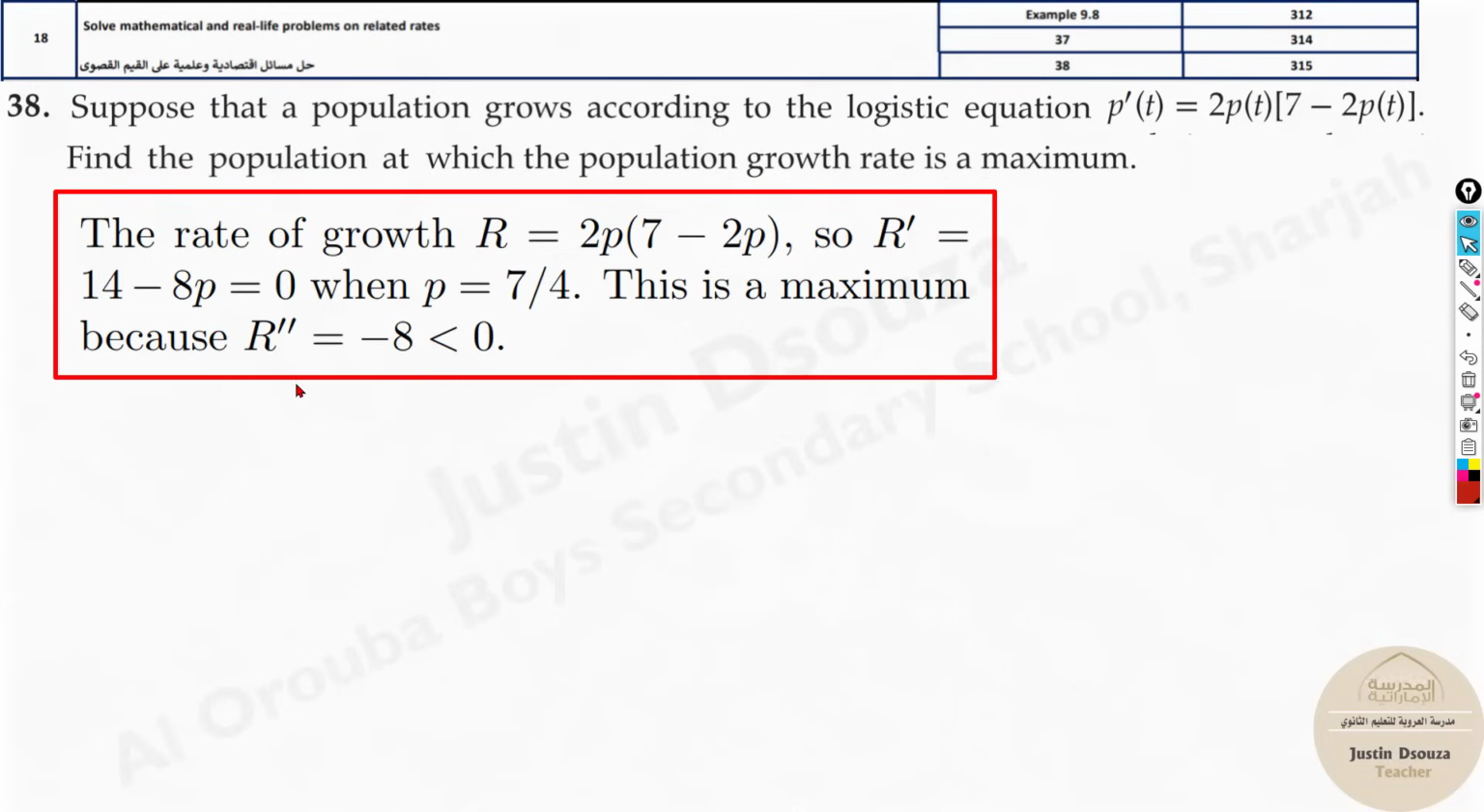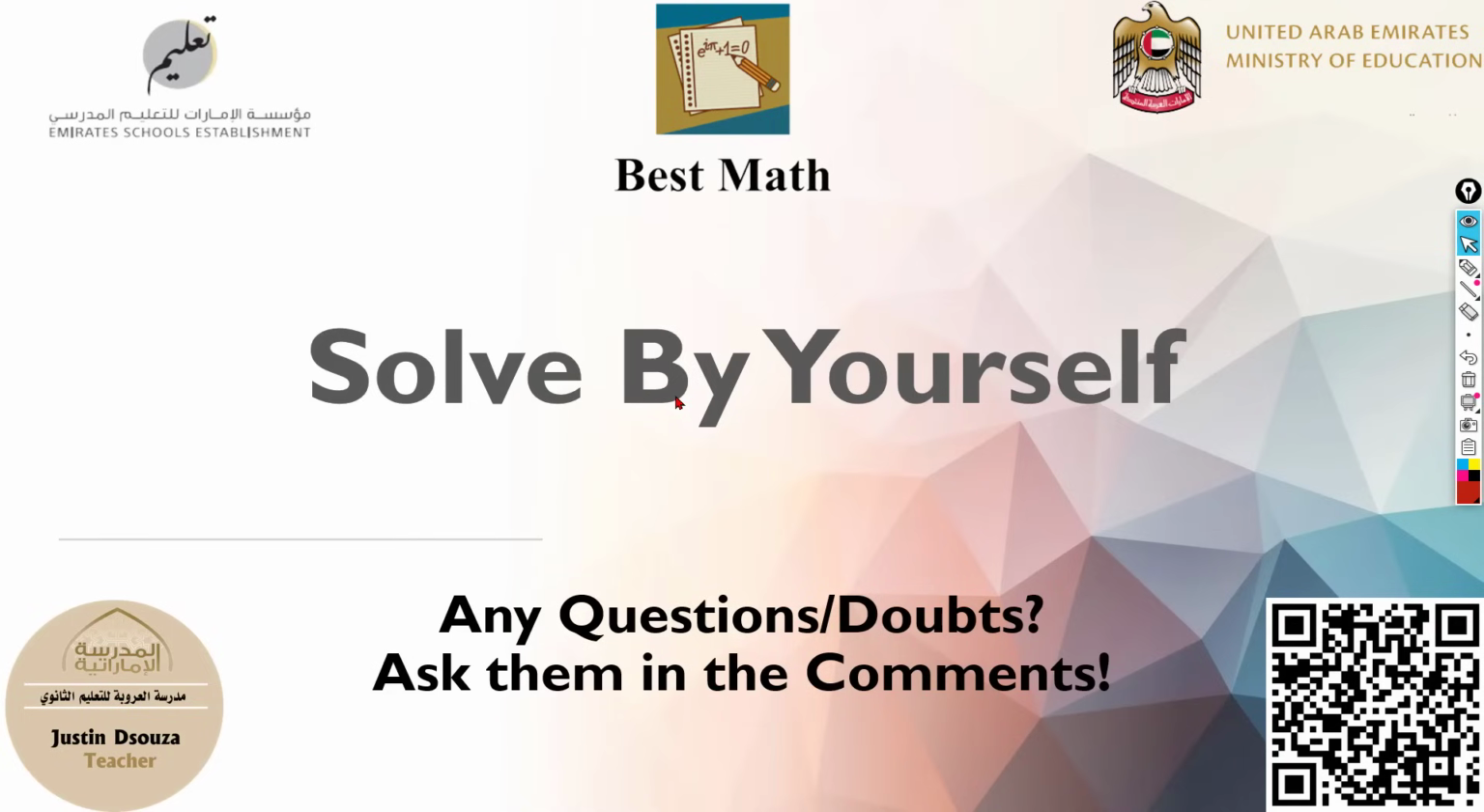Just double derive it and find whether it's less than 0. If it's less than 0, then yes, there is only maximum point because it concaves downwards. That is the end of this simple problem. Please do practice all the problems by yourself. Write and solve, it'll be much easier.